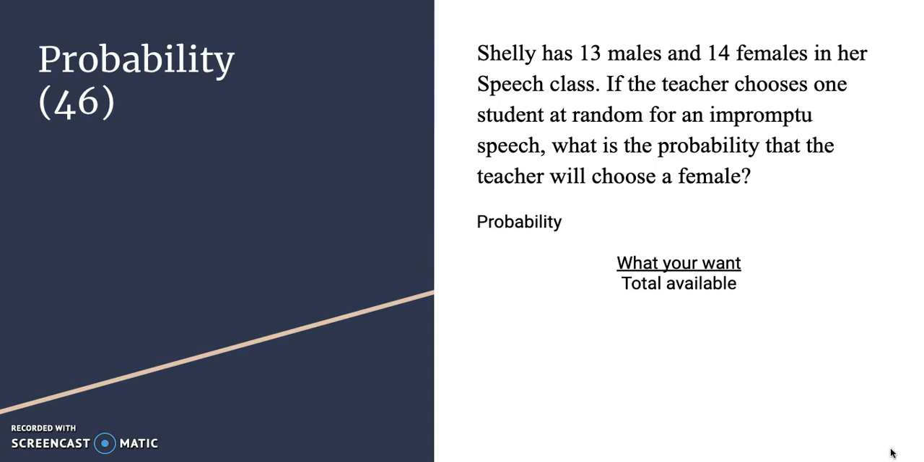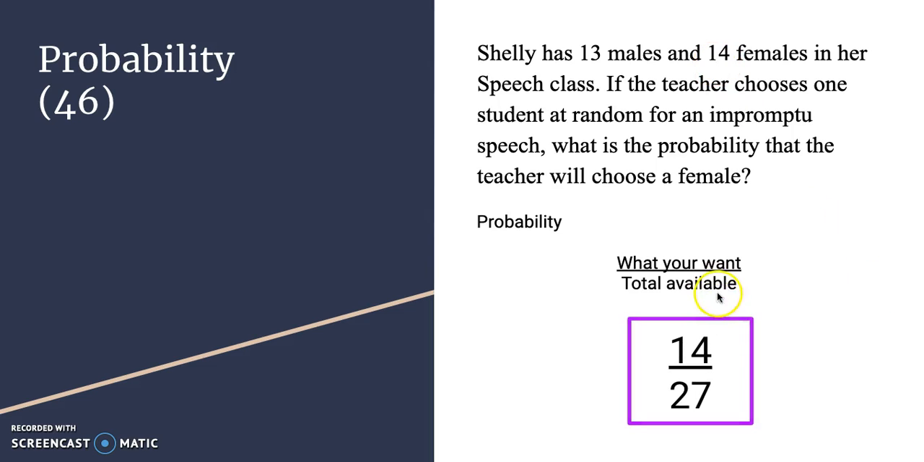Probability. So many of you did really great on probability. There weren't a whole lot of issues on the chapter test, but with probability, basically all it is is what you want over the total available possibilities, right? So in this scenario, the teacher's picking a student for an impromptu, and they want to know what's the chances of choosing a female. Well, we know we want a female, and there's 14 females, so we have 14, and the total available, 14 plus 13, is 27 in the class.